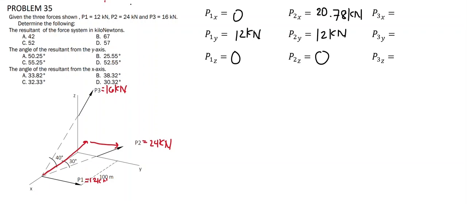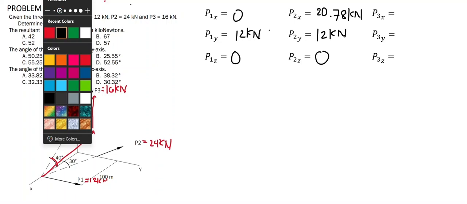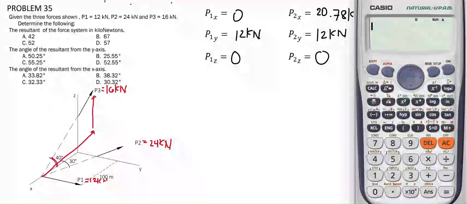And for the force P3 that is acting on the xz plane, it has both x component and z component with an angle of 40 degrees. So to solve for the x component, we multiply it by the cosine function to get the adjacent side. So we have P3x equal to 16 times cosine of 40 degrees. That is equal to 12.26 kilonewtons.